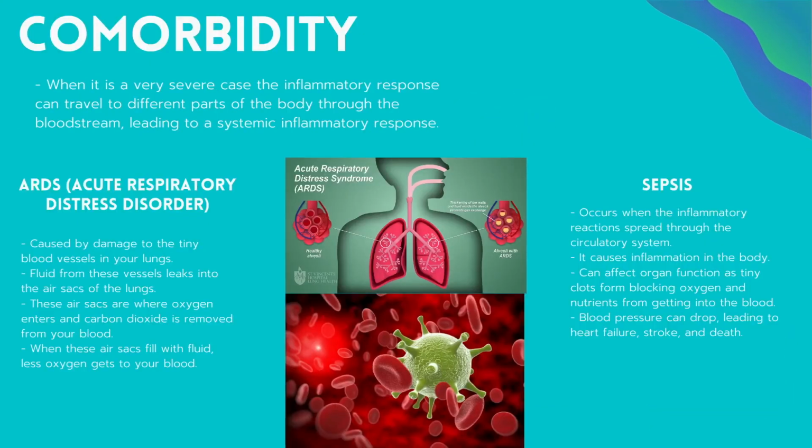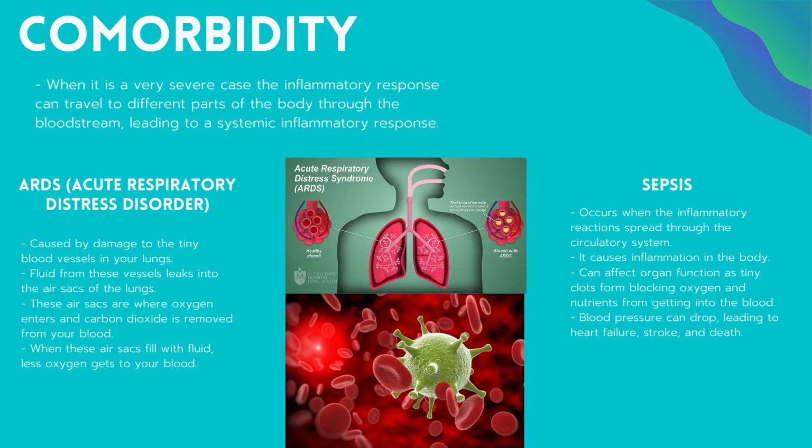Comorbidity. When it is a very severe case, the inflammatory response can travel to different parts of the body through the bloodstream, leading to a systemic inflammatory response. Then, some other diseases can be caused, like acute respiratory distress syndrome. This is caused by damage to the tiny blood vessels in the lungs, fluid from the vessels leaking into the air sacs of the lungs. These air sacs are where oxygen enters and carbon dioxide is removed from the blood, so when these air sacs fill with fluid, less oxygen gets to the blood.